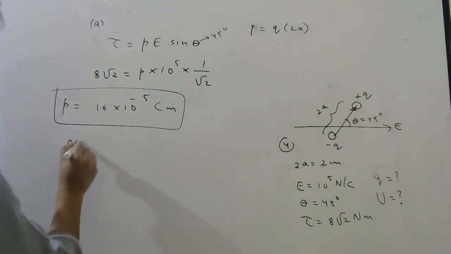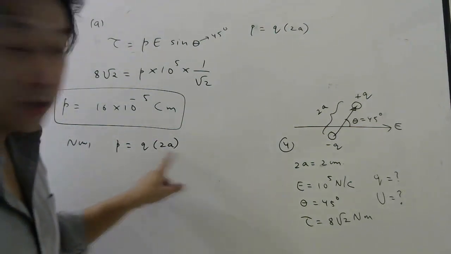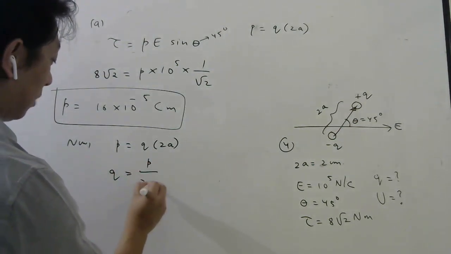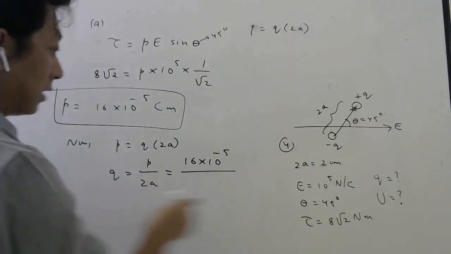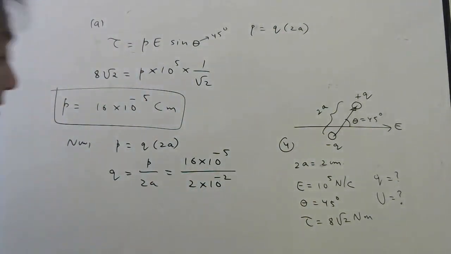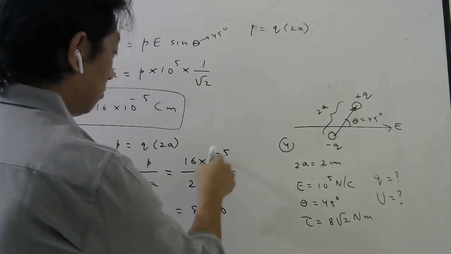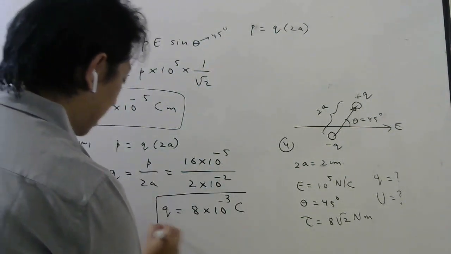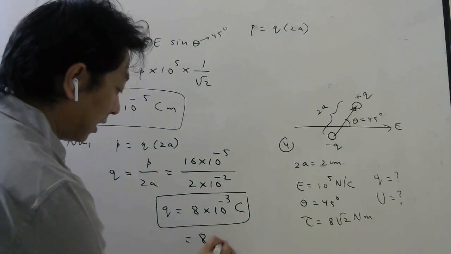Now we know that dipole moment is q into distance between the two charges. Now 2a represents distance between the two charges. So charge will be what? P divided by 2a. P we found 16 into 10 to the power minus 5. 2a itself is given 2 centimeter, means 2 into 10 power minus 2 meter. In meter you convert, okay? So this will be 8 into 10 to the power minus 2 will go plus 2, minus 5 plus 2 will be minus 3 coulomb. So the charge is 8 into 10 power minus 3 coulomb, which you can also say 8 millicoulomb.